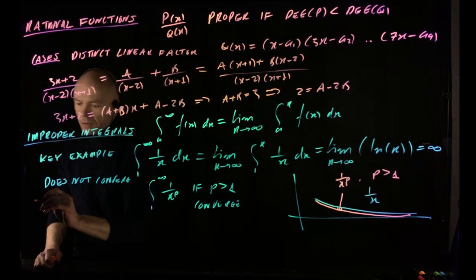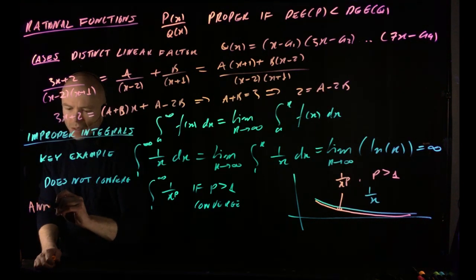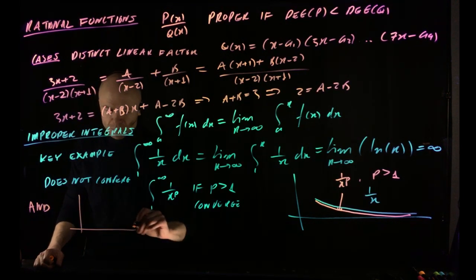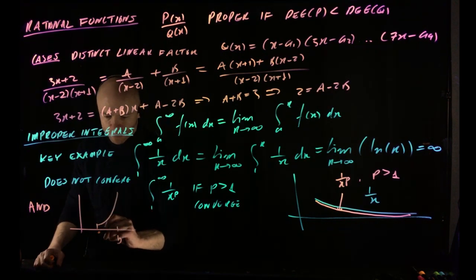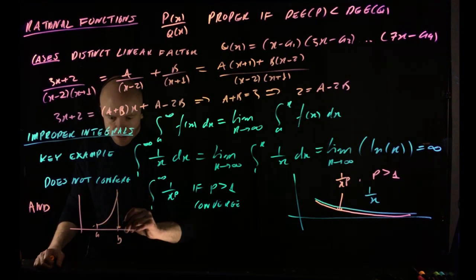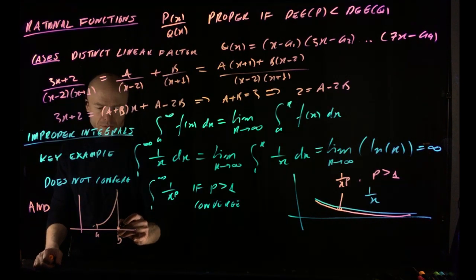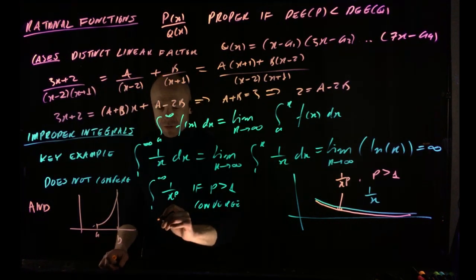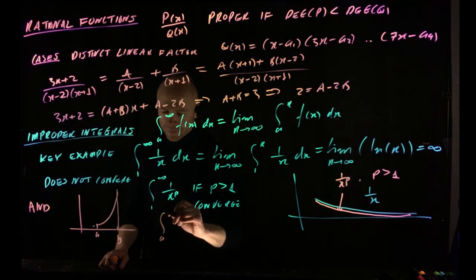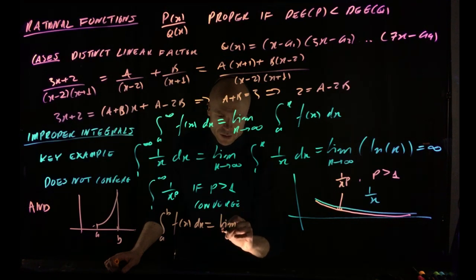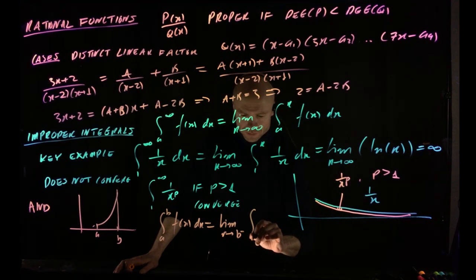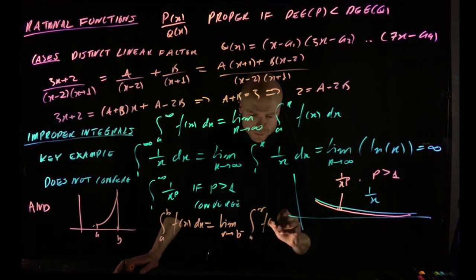The second type is where we have a vertical asymptote. So for example, where we have a function defined from a to b, and it blows up like this. So it actually has no value at b. This has just got a vertical asymptote at b. And then we define this limit. We define the integral from a to b of f of x dx to be the limit as, let's say, r tends to b from below of the integral from a to r of f of x dx.